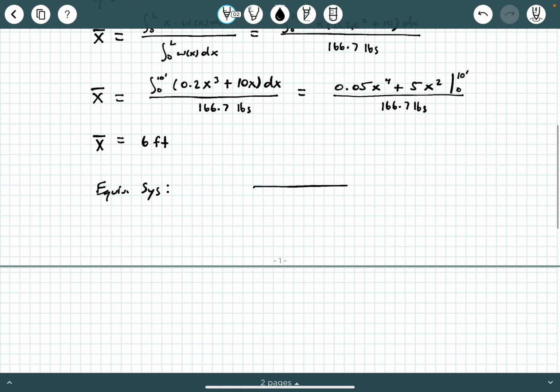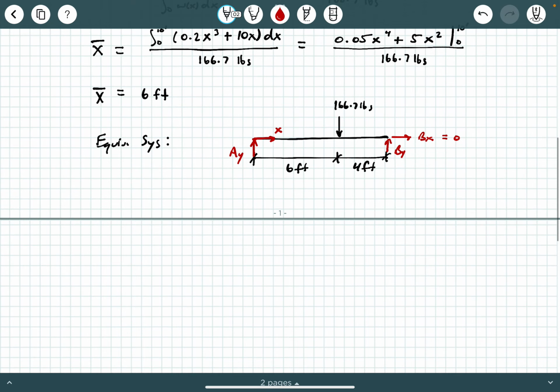Well, the equivalent system, as a free body diagram, of course, will look something like this. You have 166.7 pounds, and that's located 6 feet away from point A. And we know it's 6 feet away from point A because that was our origin, right? We had a location variable x right there. Now what we're still trying to find is AY and BY. We already know that BX is 0.